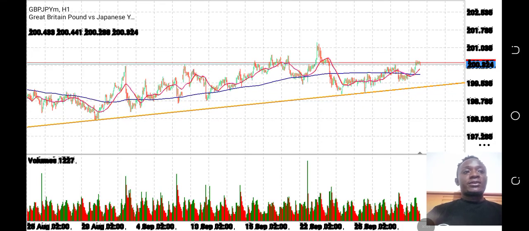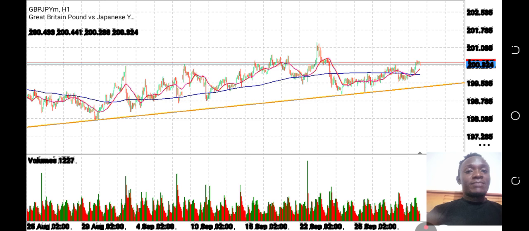Today we want to analyze the GBP JPY pair, and I think this will be my first time trading this currency, starting from next week, because we are looking forward to trading it. It has some good opportunities, as you can see.